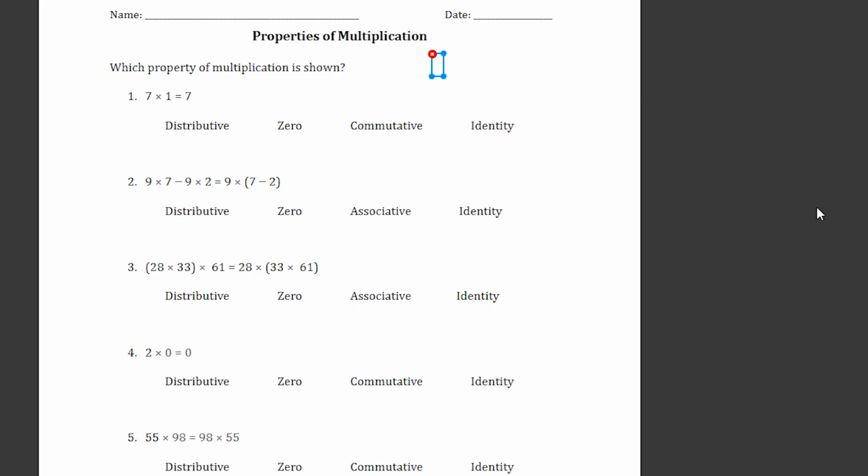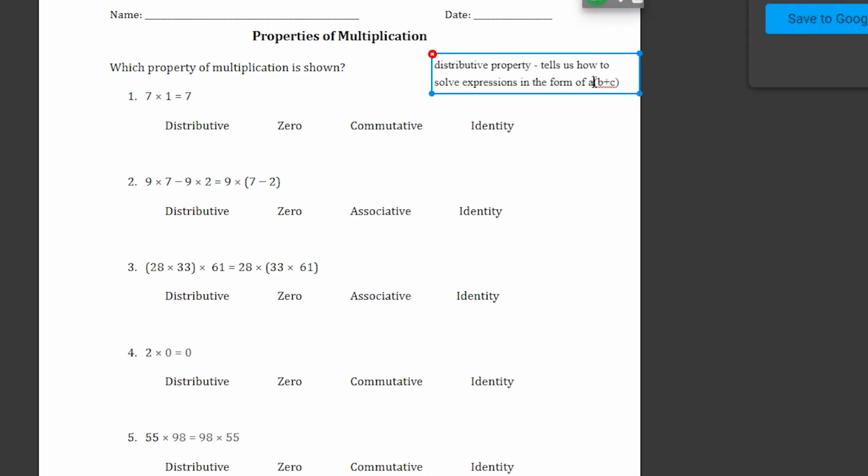The distributive property tells us how to solve expressions in the form of a(b + c), which I'll write right here. So here we multiply a times b, which gives us ab, and then we add that with a times c, which gives us ac, because we multiply a by b and then a times c.